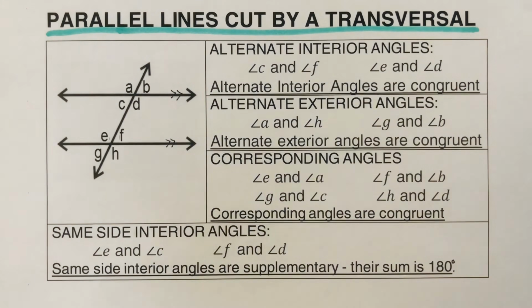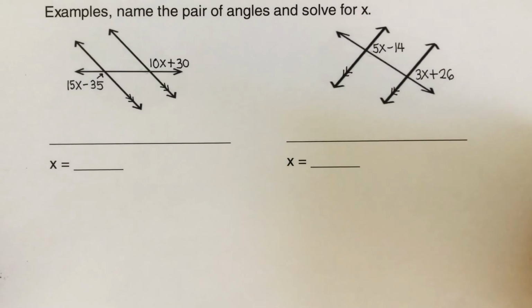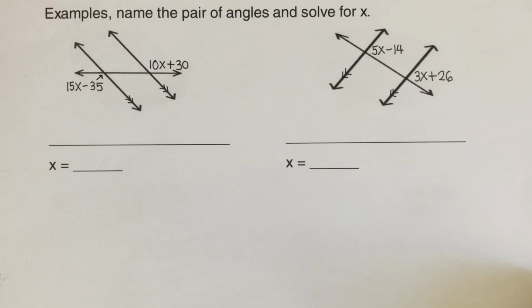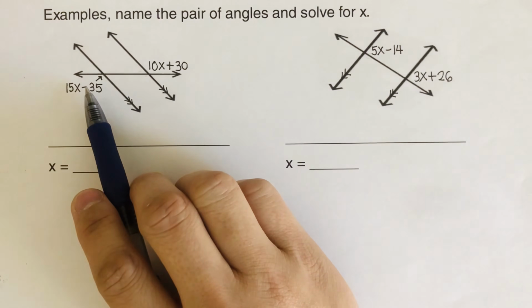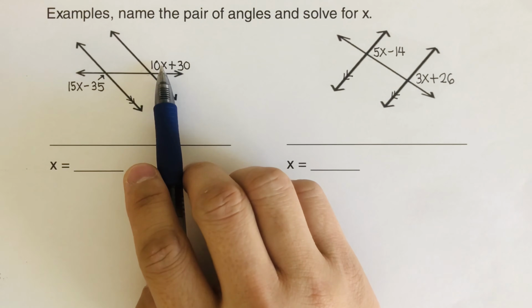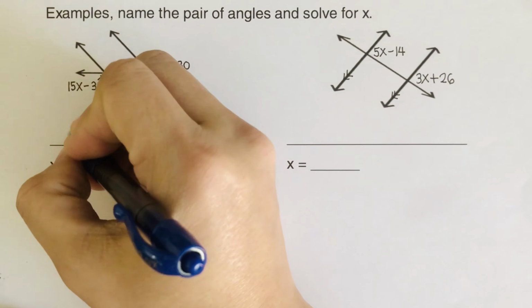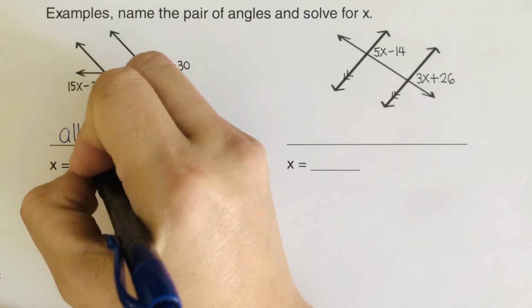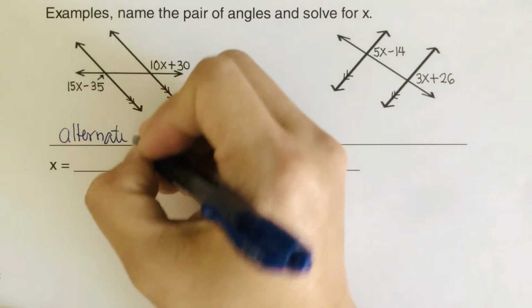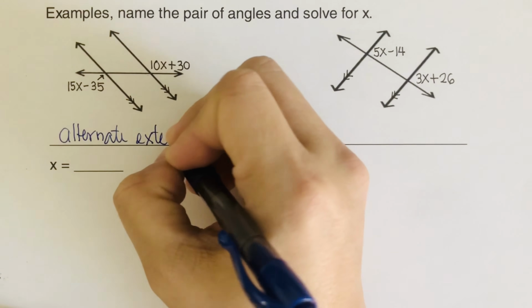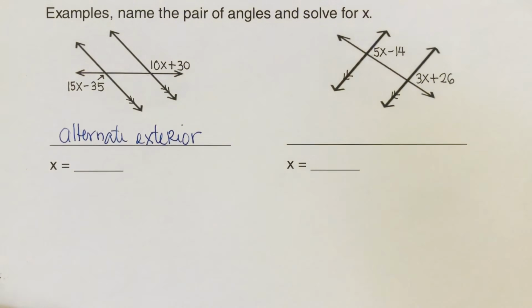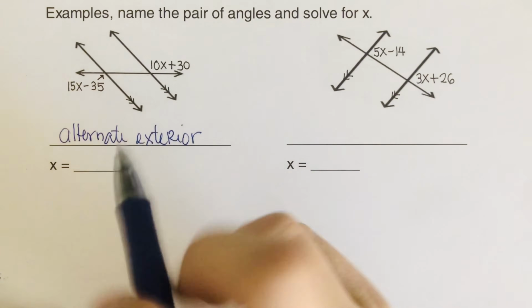Now let's have a few more examples here. We are supposed to solve for x. So we start with the first one by naming it. We have this angle over here and there's another angle over here. Looking at this problem, this is an example of alternate exterior angles. Alternate exterior angles are congruent, so we can go ahead and equate them to each other.